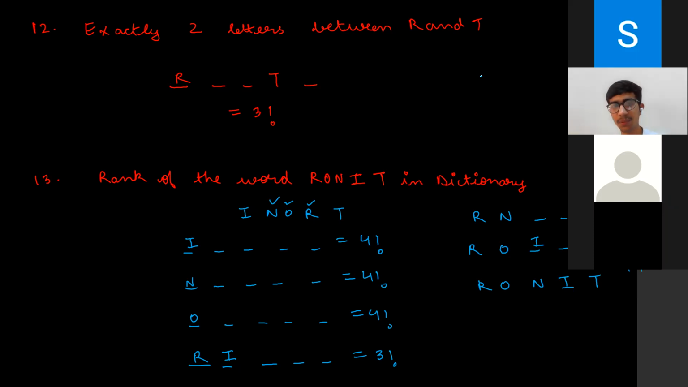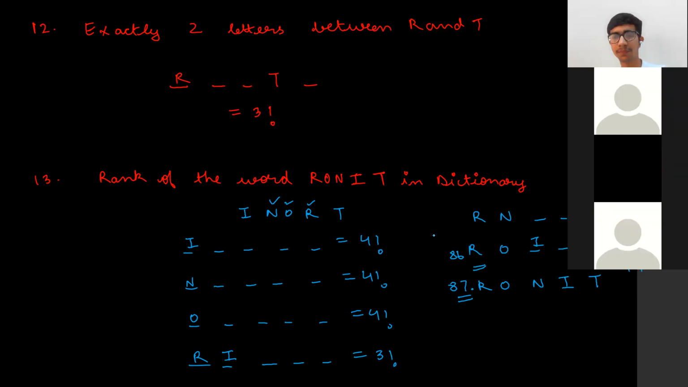86 words, but what is the rank of the word Ronit? It will be 87. 86 तो it will be sum till here, right? इसके बाद वाला word Ronit है. So 86 plus 1. If you assign a serial number to all of these words, 87th word will be Ronit. This is the major mistake which maximum students make. Yes, sir. Understood.